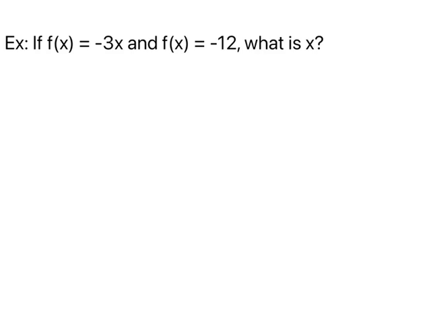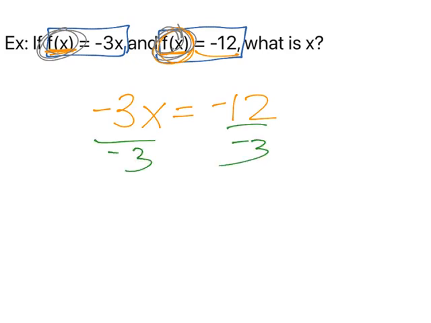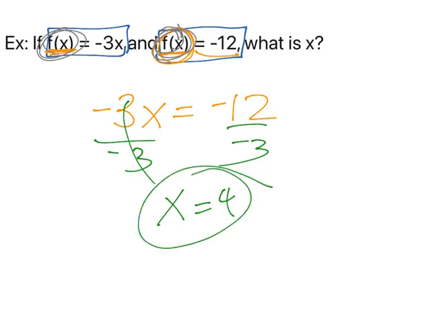Okay, so let's look at this one. If f of x equals negative 3x and f of x equals negative 12, what is x? Okay, so they're giving you two different pieces, and what you're going to notice is both of them equal f of x. So they're saying the function of x is negative 3x, and the output of f of x is negative 12. So really what they're saying is negative 3x equals negative 12, right? Do you see that, how they both equal f of x, so we can really substitute one in? So if I divide both sides by negative 3, x equals 4.